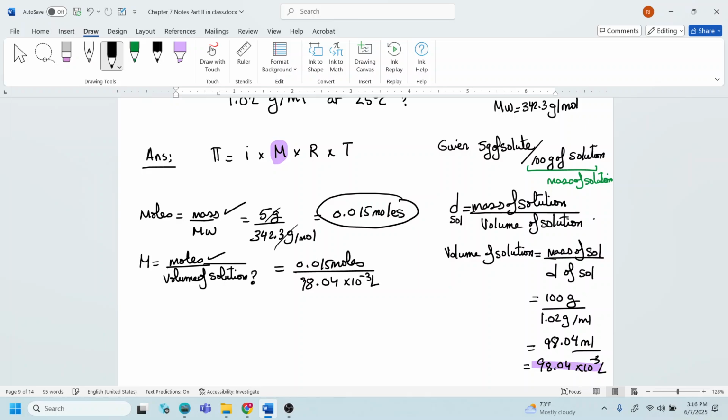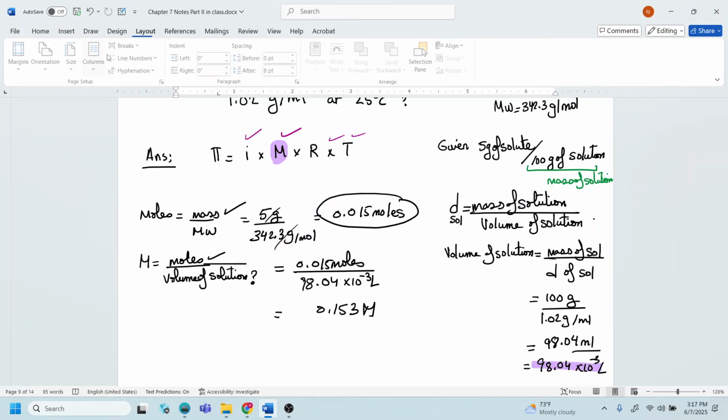Pay attention, it has to be in liters because this is the unit for the molarity, and that is going to be 0.153 molar. Okay, so I got M. I know it's sugar, right? So I is going to be 1. So I know that, and I know each one of those.